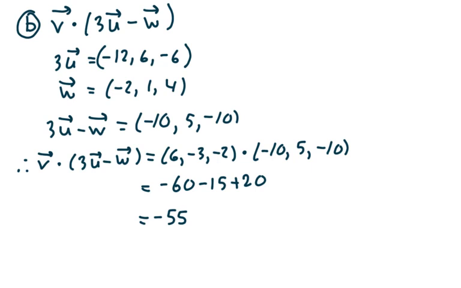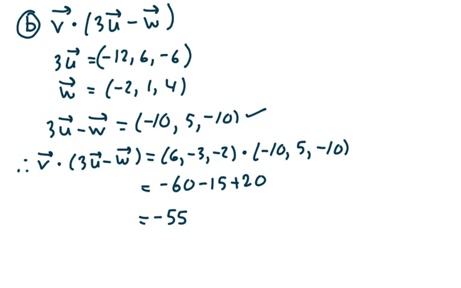In part B, I want to take the dot product of V with 3U minus W. Now, 3U is the vector negative 12, 6, negative 6. W is the vector negative 2, 1, 4. So 3U minus W is the vector negative 10, 5, negative 10, right here.